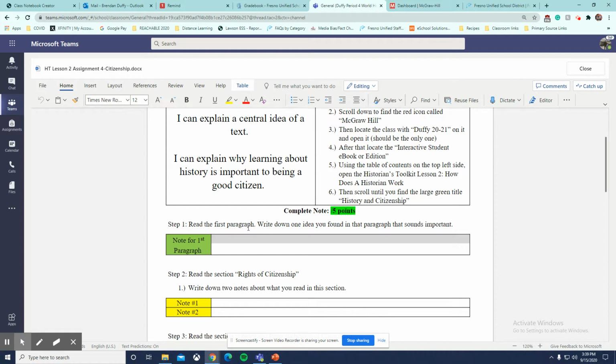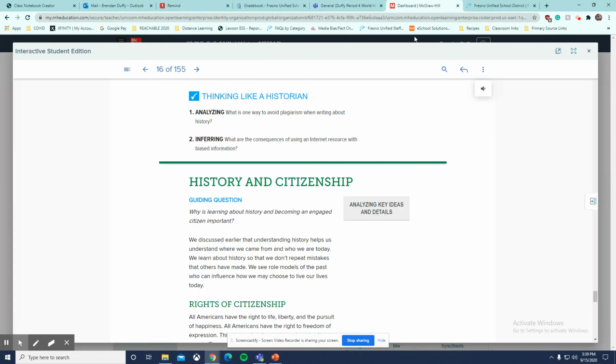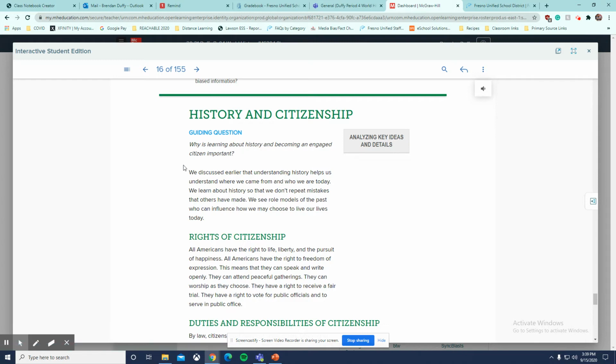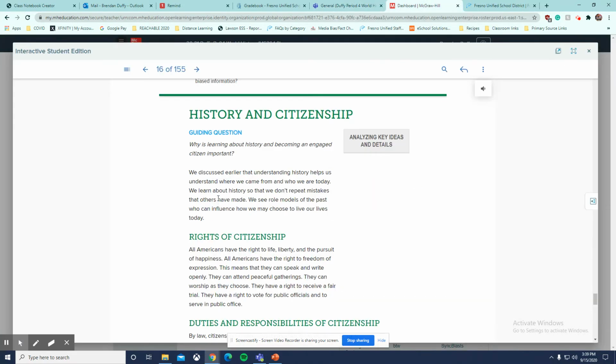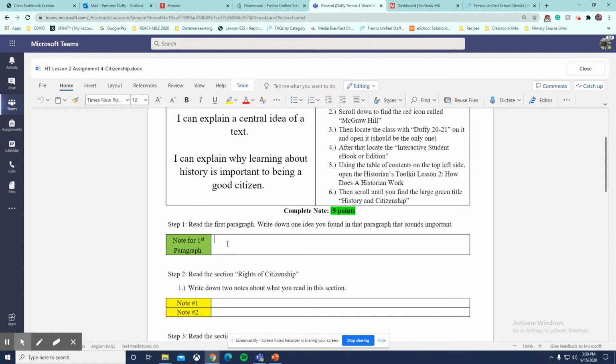All right, so step 1, read the first paragraph, write down one idea you found in the paragraph that sounds important. So I'd read this very first paragraph here, and then I would cite a piece of evidence to explain what I thought was important. So there is 1, 2, 3 sentences to choose from. You're just telling me which sentence you think is the most important. There's no wrong or right answer.